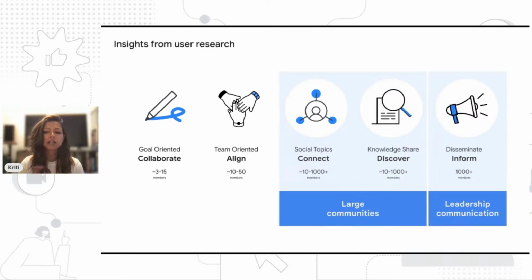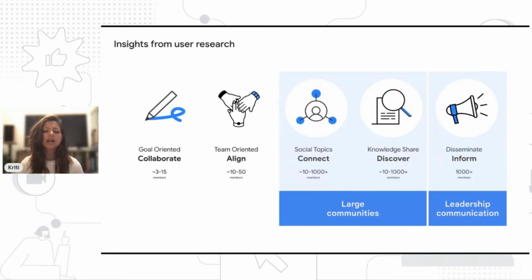And on the other hand, we see communication scenarios tend to happen across a large group of people. And these are things like communities where people are discussing social topics. And so these are more around use cases to be able to connect with other people. There are also communities that are being used to share knowledge with a large group of people. And then lastly, communities which are being used to broadcast certain important information, so things like announcements or leadership communication.